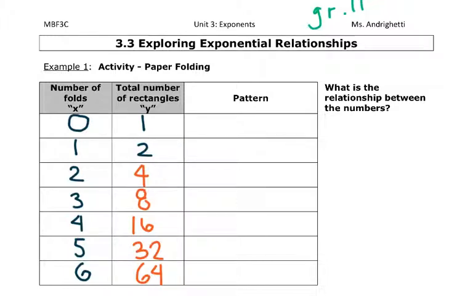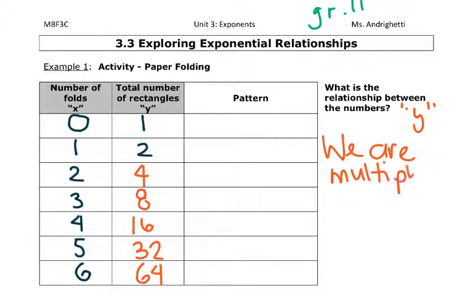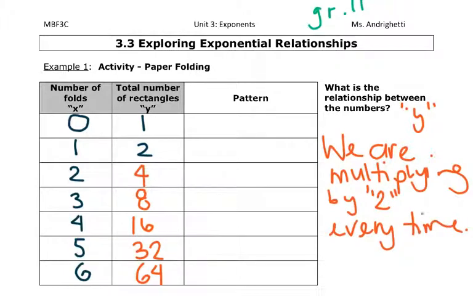On the right hand side here, it says, what is the relationship between the numbers? We're talking about the y. We can say we are multiplying by 2 every time. This time we observed this pattern, but sometimes the patterns are difficult to observe, so we need a way to prove that the pattern is actually multiplying by 2 every time.